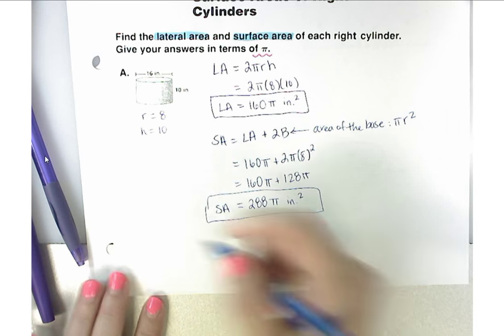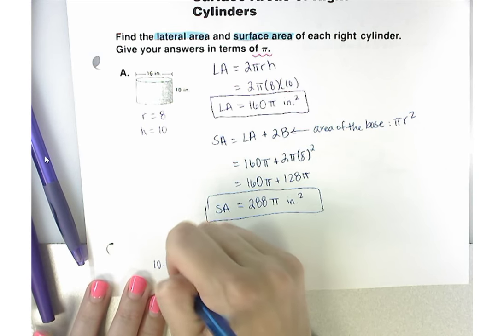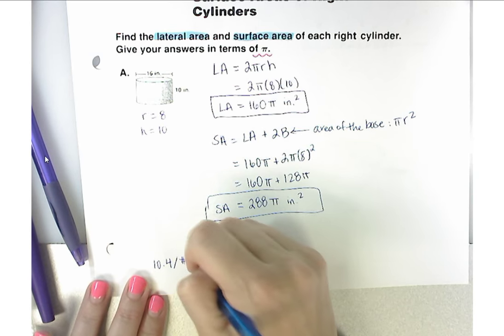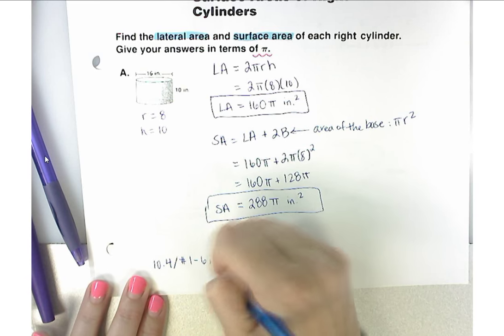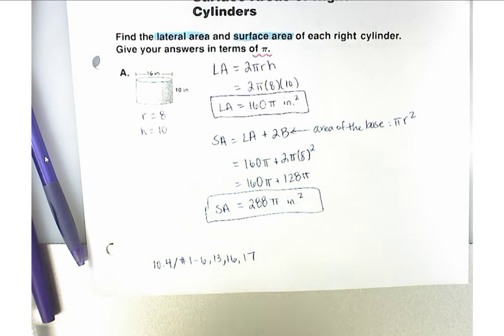All right, so your homework from 10.4 is numbers 1 through 6, 13, 16, and 17, and you are going to do that when you are done with your quiz, or if your quiz takes you the entire time, then you will do that for homework.